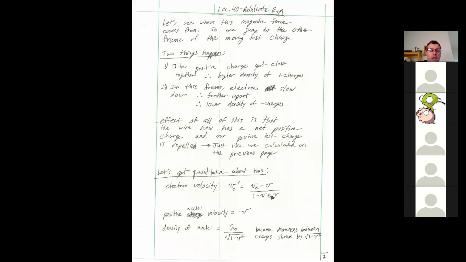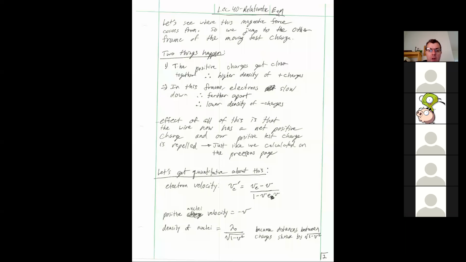Okay, so that's the qualitative idea. That's the basic idea for why it is that we must be seeing a repulsive force between that test charge and the wire. But we can go beyond just saying, hey, we get the same qualitative prediction from relativity.